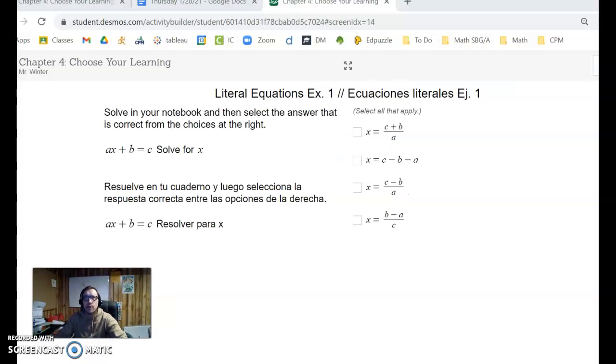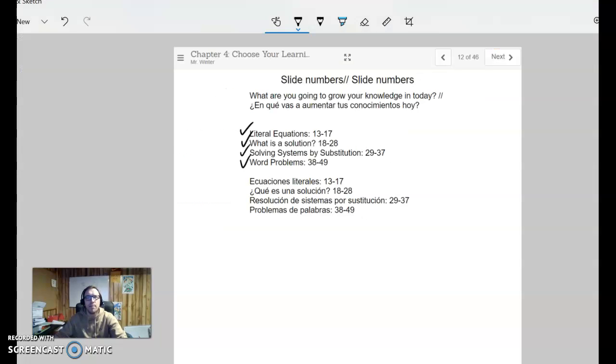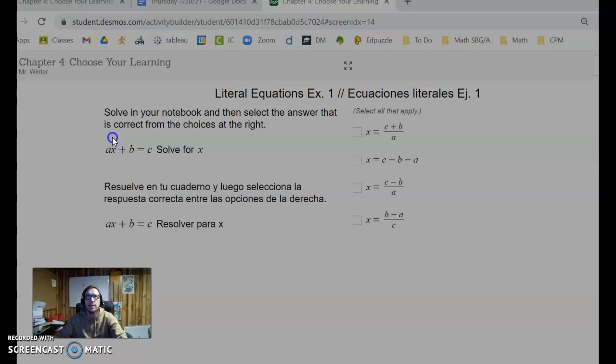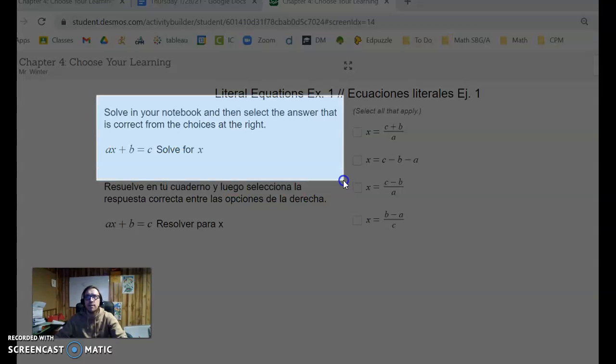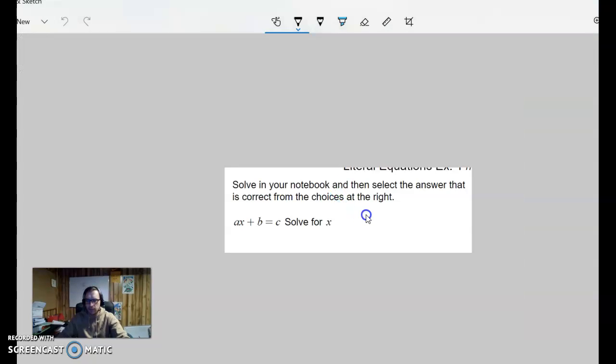The first literal equation here is ax plus b equals c, and we're going to try to solve that for this variable x right here. Remember, think about all the operations you can undo to get there. So let me pull this into a new slide and we'll walk through it. Again, the answers are for you on slide 17 if you want to just take a look at those.